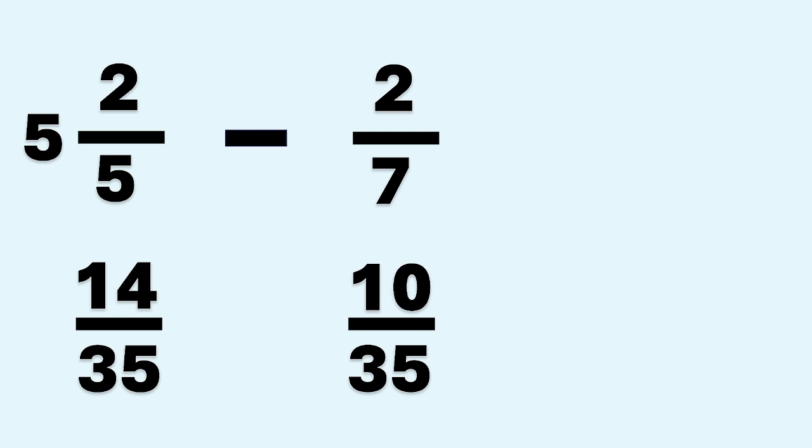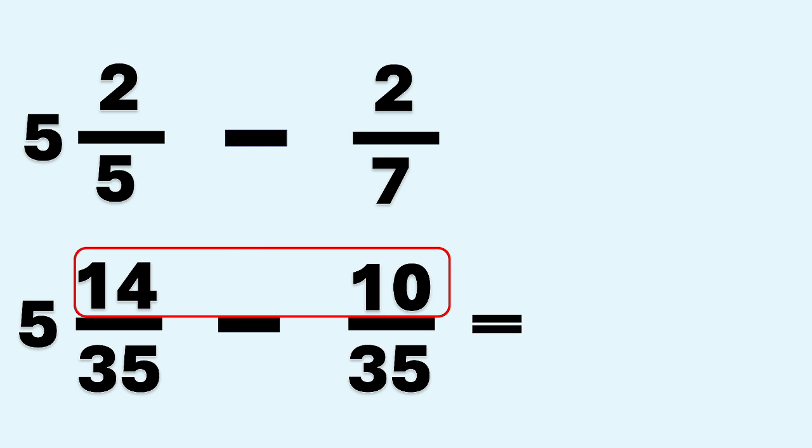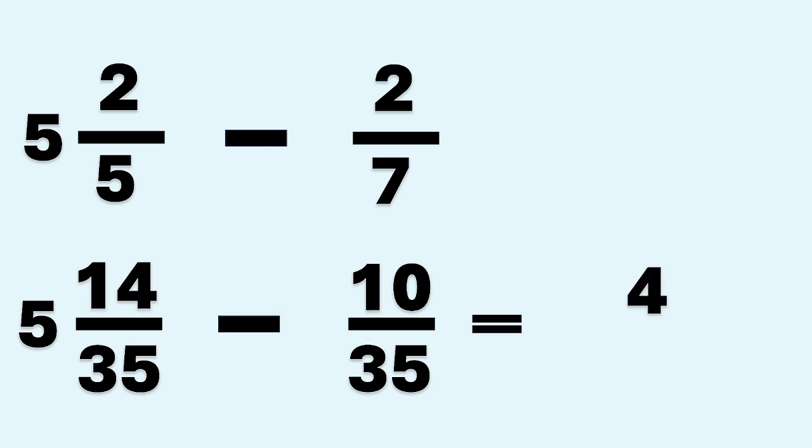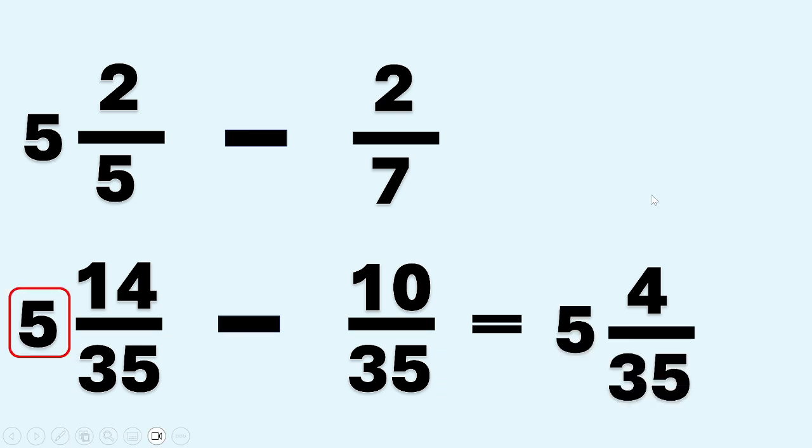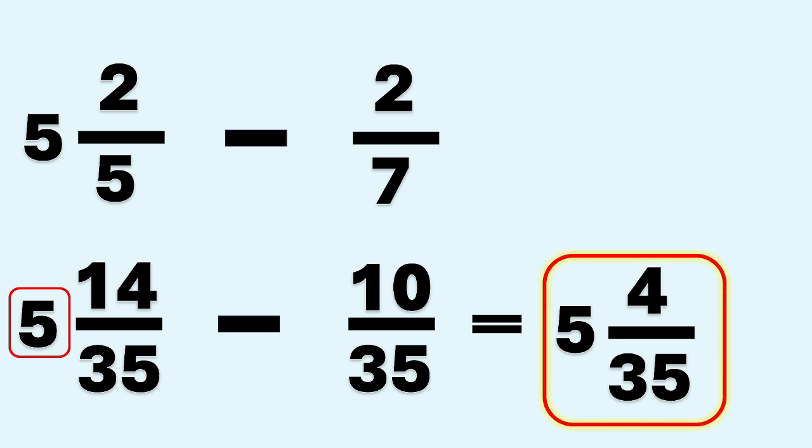We can subtract now because the two fractions are already the same. So we can subtract. Copy the whole number. First, we are going to subtract the numerators. 14 minus 10 equals 4. Then copy the denominator 35. And copy the whole number 5. So our final answer is 5 and 4/35.